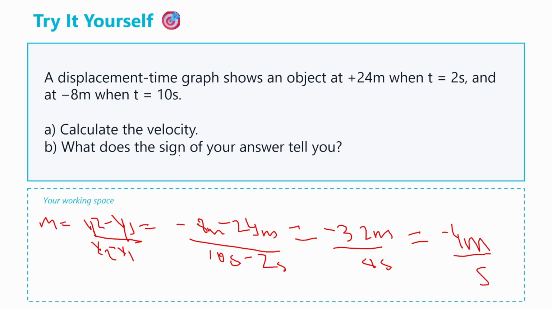Now what does the sign of your answer tell you? Well, the sign is negative, right? It's negative, so it's basically the velocity is in the negative direction.